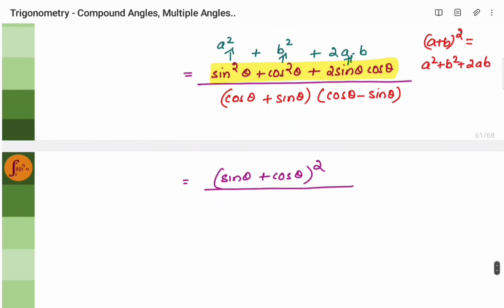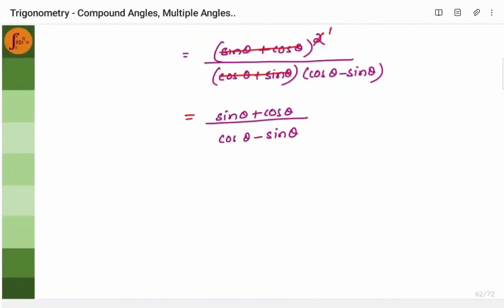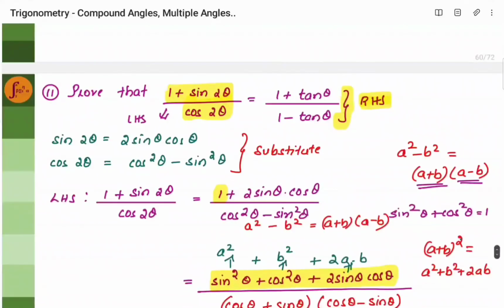And then we have this denominator. Now if you notice, you can cancel one of the terms, right? You can cancel this one and this one, and then you'll be left with sin theta plus cos theta by cos theta minus sin theta. Now what do we do next? We need to get RHS in terms of tan, right? This is the RHS. We need to get this expression.